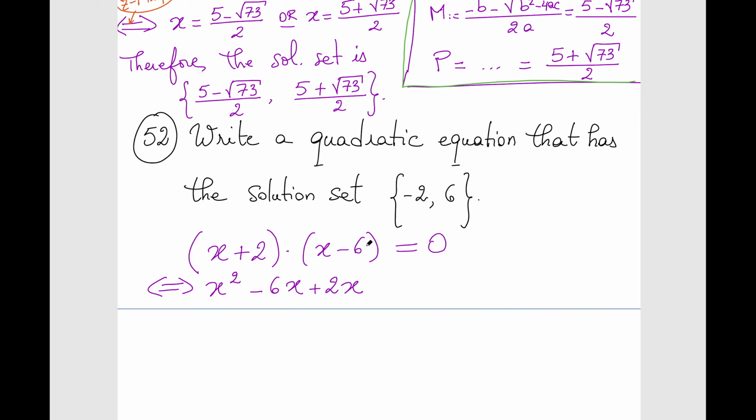And 2 times negative 6 is negative 12, right? So we get this. And if you combine like terms here, you get x squared minus 4x minus 12 equals 0. Right? We used to be given this equation, and we used to solve such an equation. Makes sense? Which means we used to factor this left-hand side as such, and then use the zero factor property to get to the solution set.